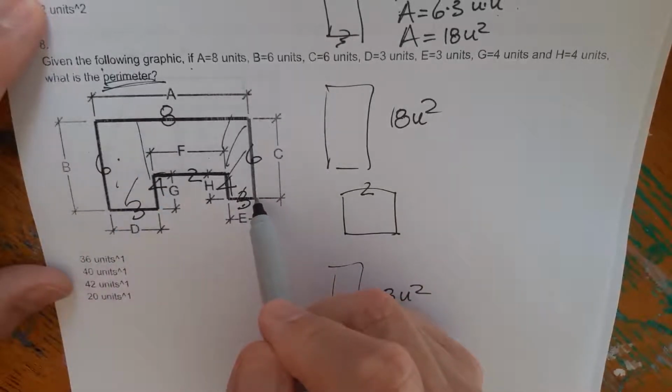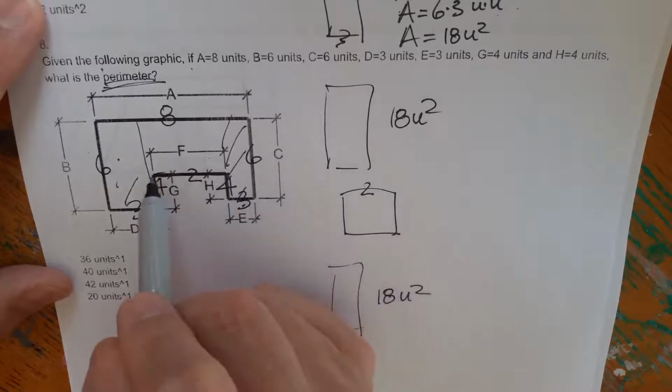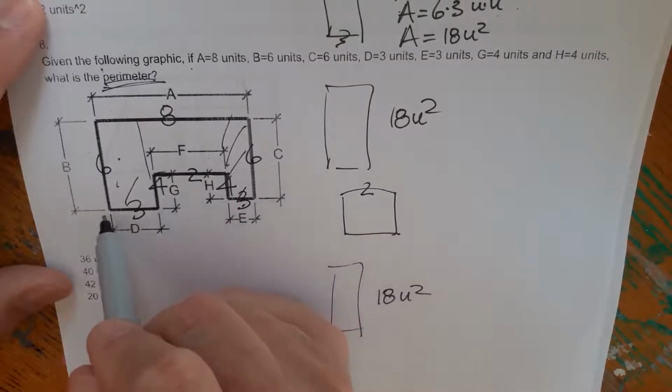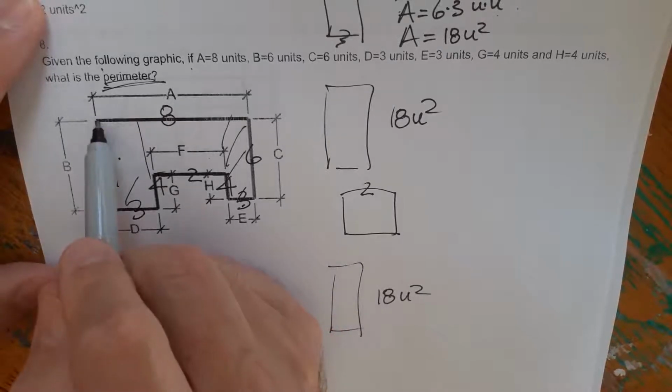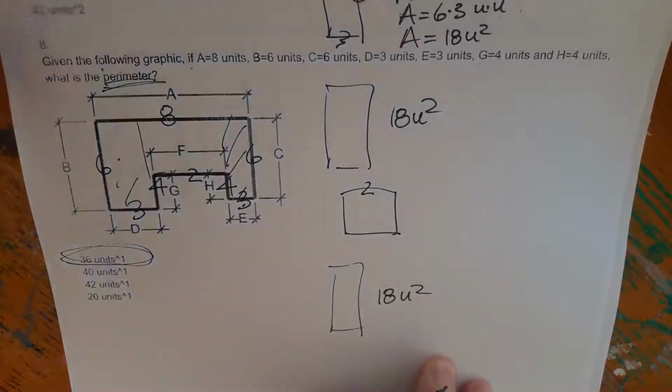8 plus 6 is 14. Plus 3 is 17. Plus 4 is 21. Plus 2 is 23. Plus 4 is 27. Plus 3 is 30. Plus 6 is 36. Oh, 36 units to the power 1. That's the perimeter of the shape.